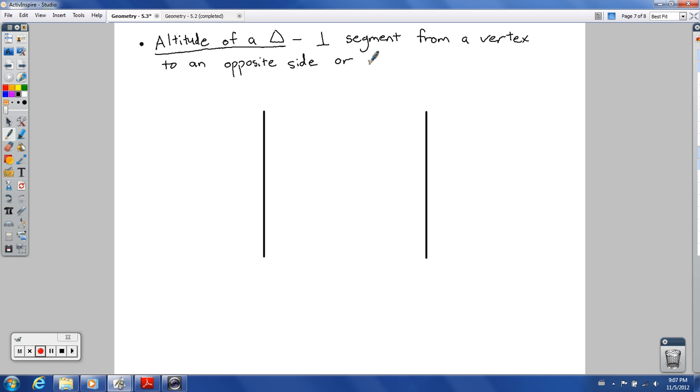So I would say, or line that contains the opposite side. If that last part doesn't make much sense to you, don't worry, I think it will in just a couple minutes here. So a line that contains the opposite side. So over here we're going to have 3 versions. In this first column I'm going to put an acute triangle. This next one I'm going to put a right triangle, and in the final one I'm going to draw an obtuse triangle.